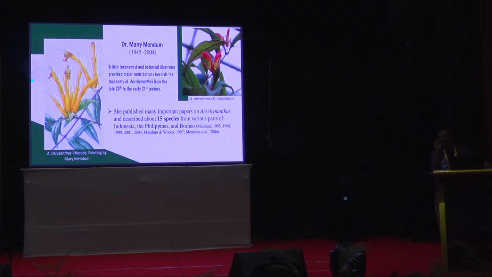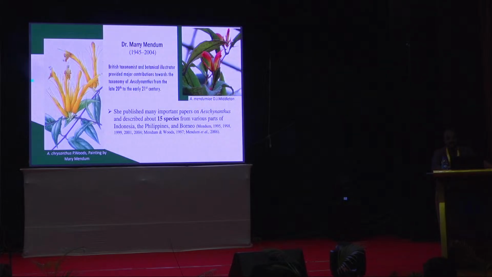She in fact intended to publish a monograph of Aeschynanthus of the world. But unfortunately, because of her sudden death in 2004, this project was not completed. She was a good illustrator, and we can see the beauty of the plants she portrayed. She was from Kew, and around 50 species were published by her. You can see the list of publications in 1995, 1998, 1990, so a lot of publications are to her credit. And this is an illustration drawn by her.